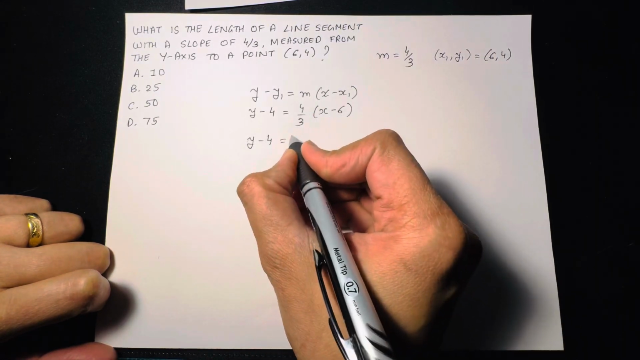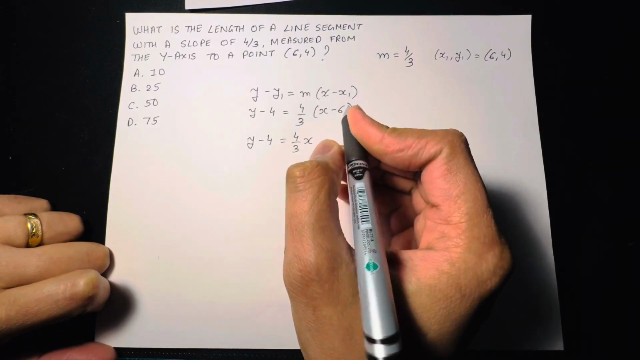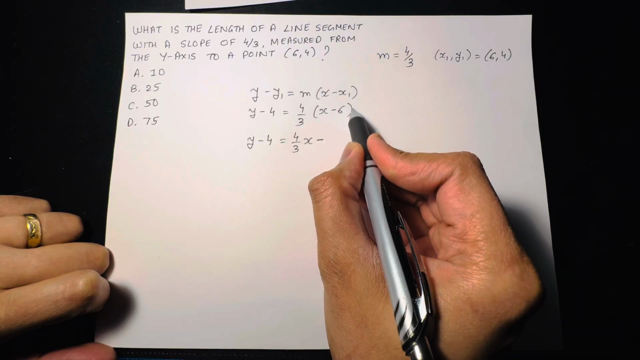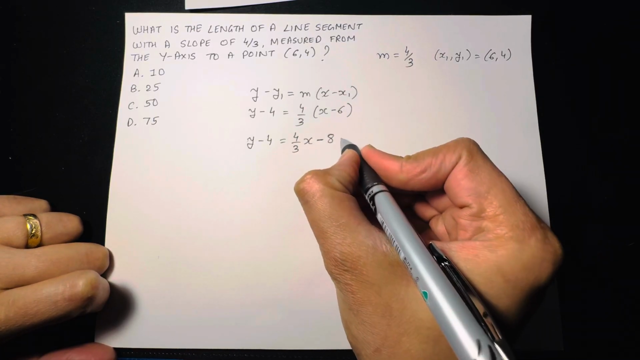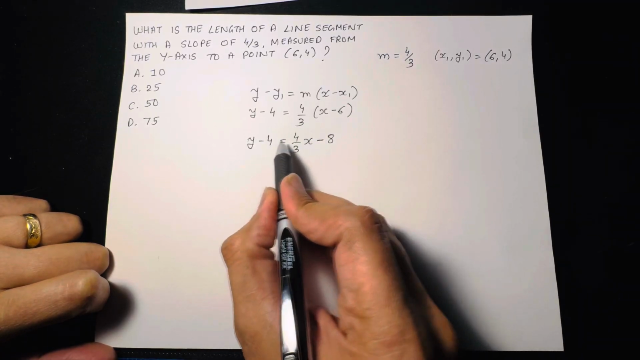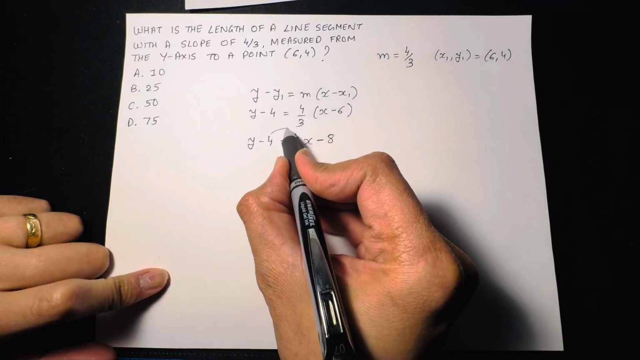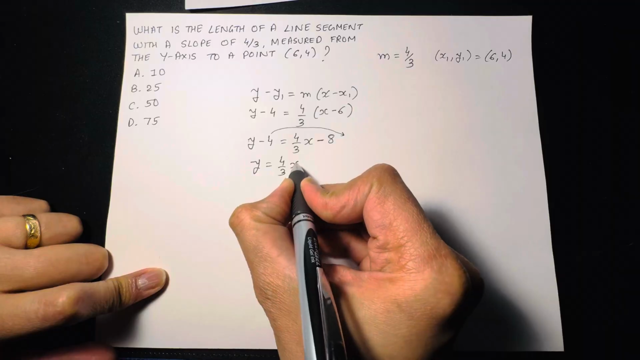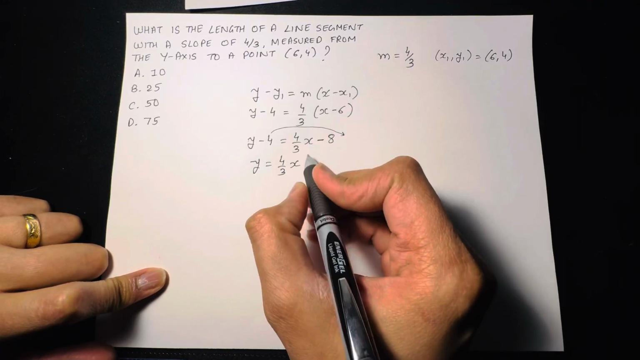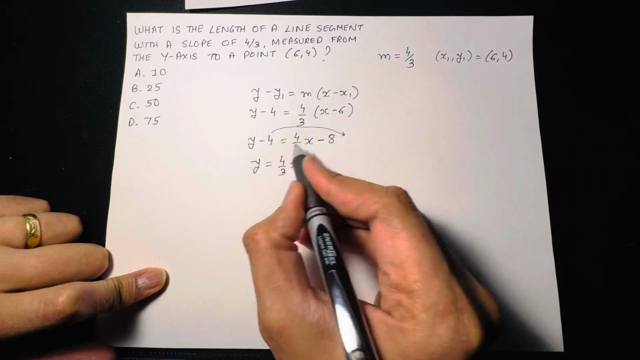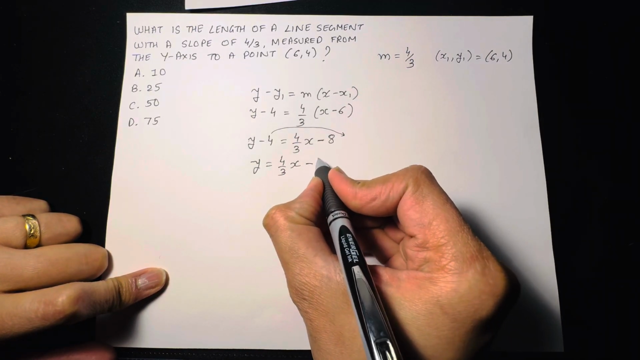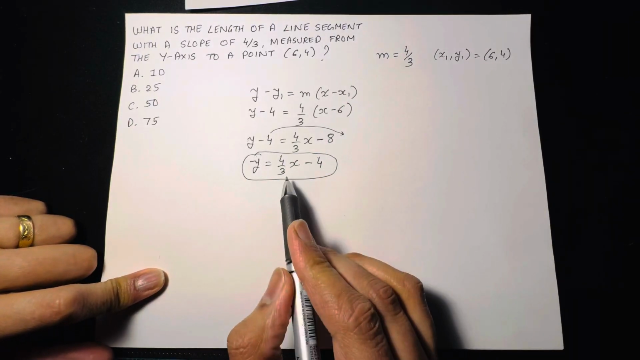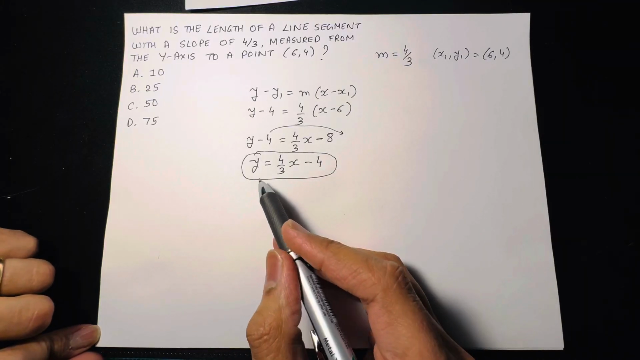When you open the bracket, it would be 4/3 into x, and then 3 twos are 6, and 4 times 2 would be 8. So y minus 4 is equal to 4/3 x minus 8. When you carry the 4 to the other side it becomes positive 4, so it's going to leave us with negative 4. So y is equal to 4/3 x minus 4. This is the equation which will be used to find the value for y.